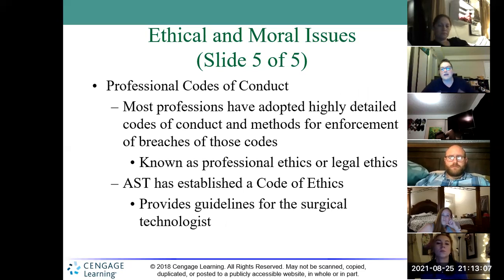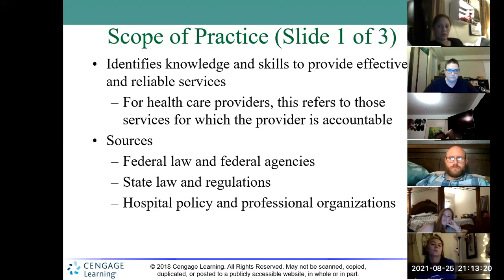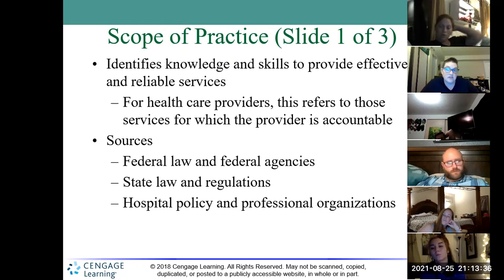Professional code of conduct. Every profession has a code of conduct. The AST has established a code of conduct, and that does provide those guidelines for the scrubs. Scope of practice. So this is going to be different in every state. I know that we were talking last night about how some states allow scrubs to be first assist, other states do not.